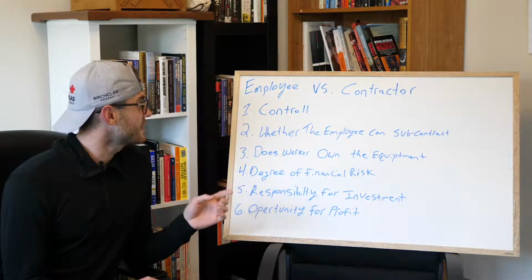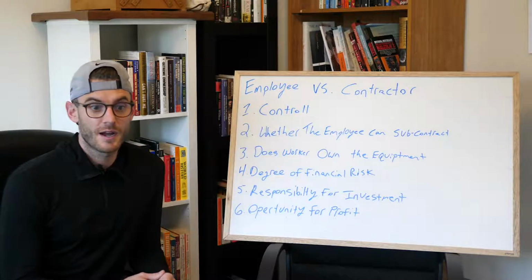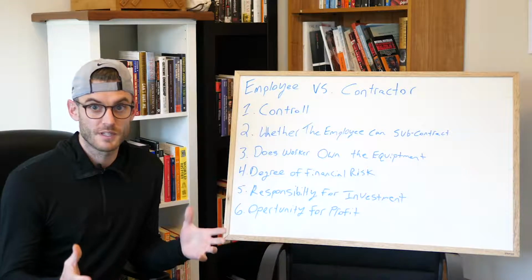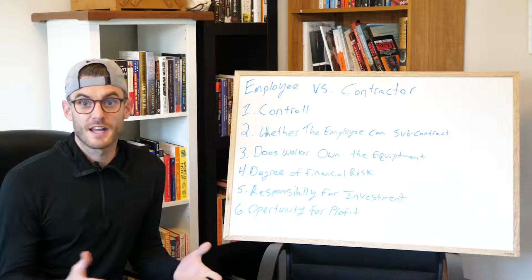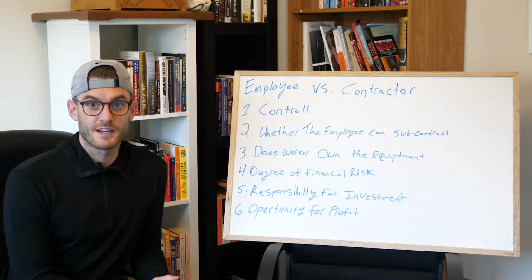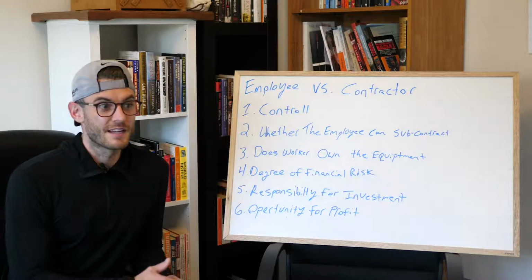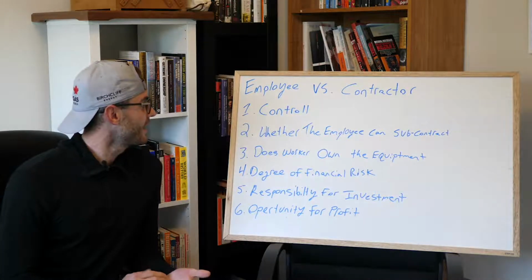So number 1 is the degree of control that you have over the work that you do. Typically employees are subject to management and what they do, and contractors can kind of get the job done as they please, as long as it's done with the specifications set forth by the company. They can come and go as they please, as long as the job gets done.